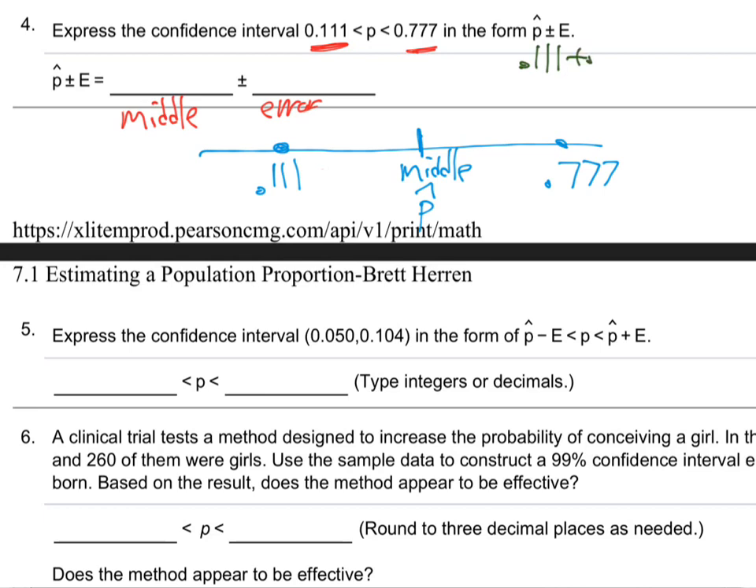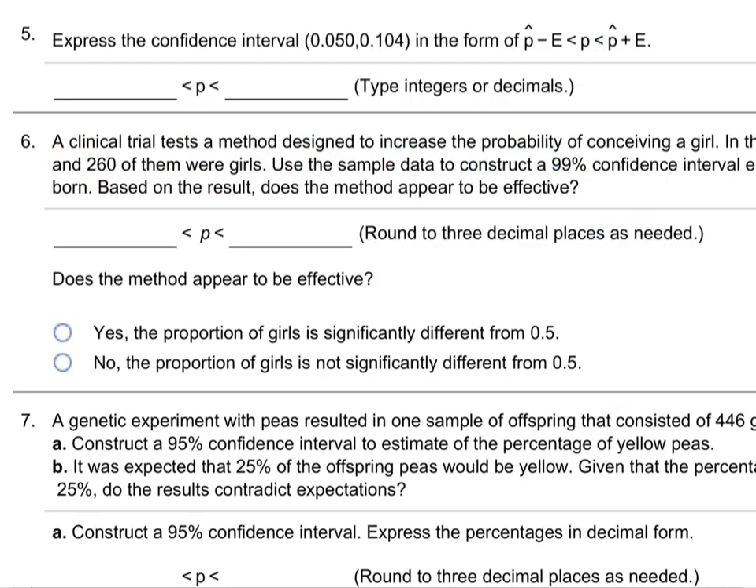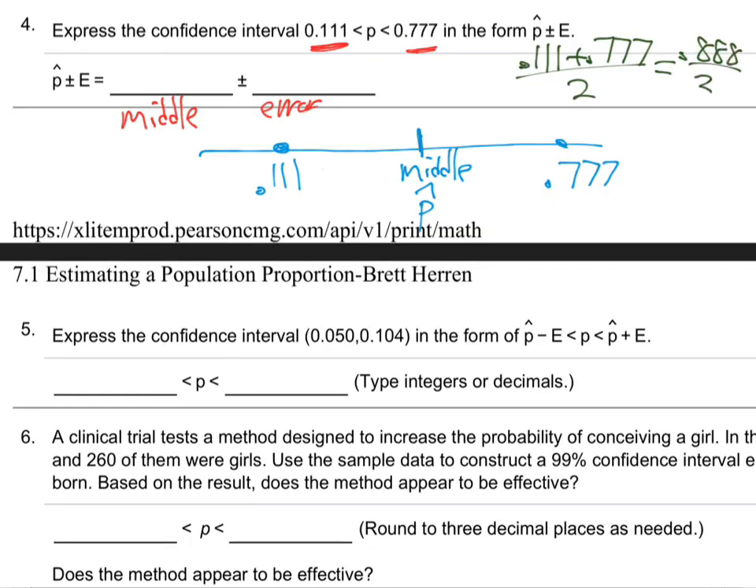I know these are weird questions. We're going to get to the normal ones probably when we run out of time. And add them up. Is that 0.888 over 2? So that's 0.444, yeah. Who needs a calculator? 0.444. So that must be the middle. Okay. How far now? The error is how far the jump is from the middle to the edges. So how much is it from 0.444 up to 0.777? Yeah, it must be 0.333.